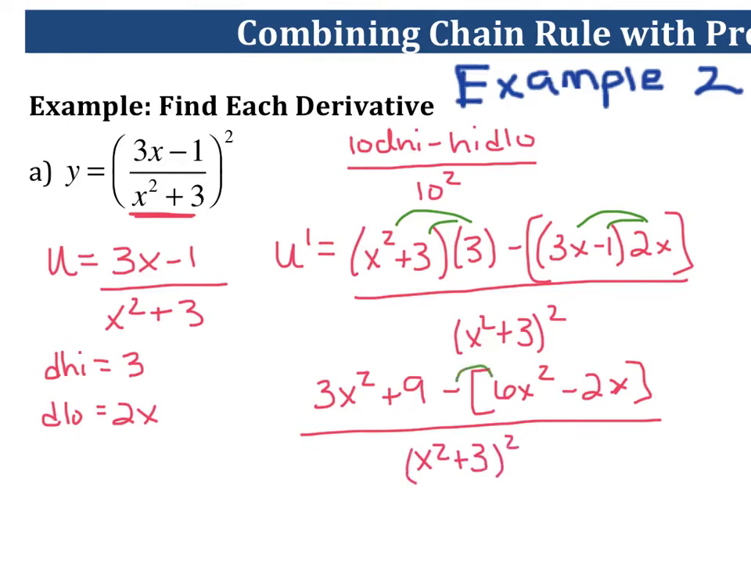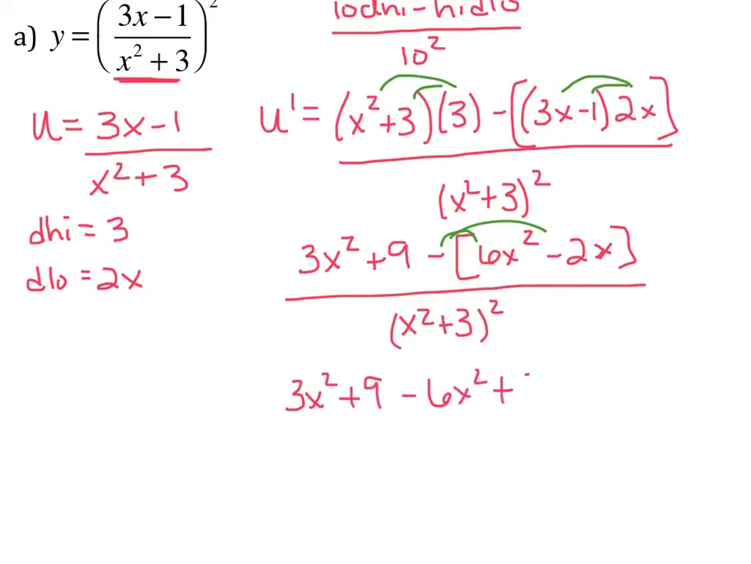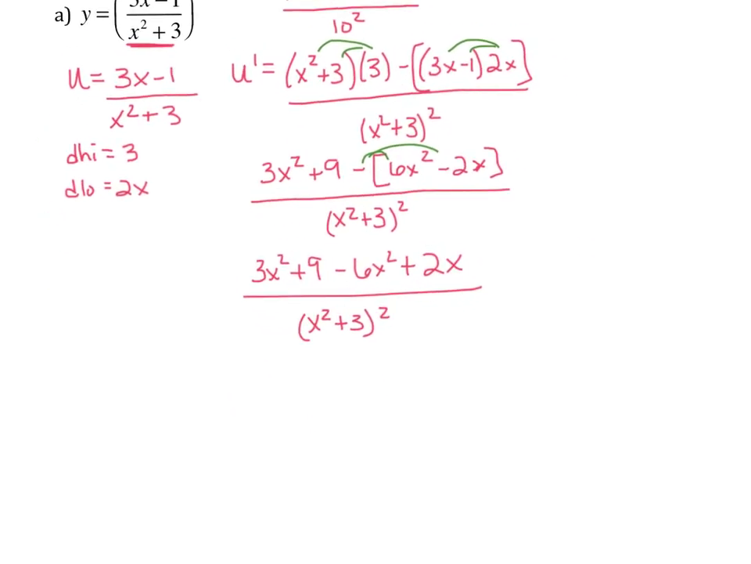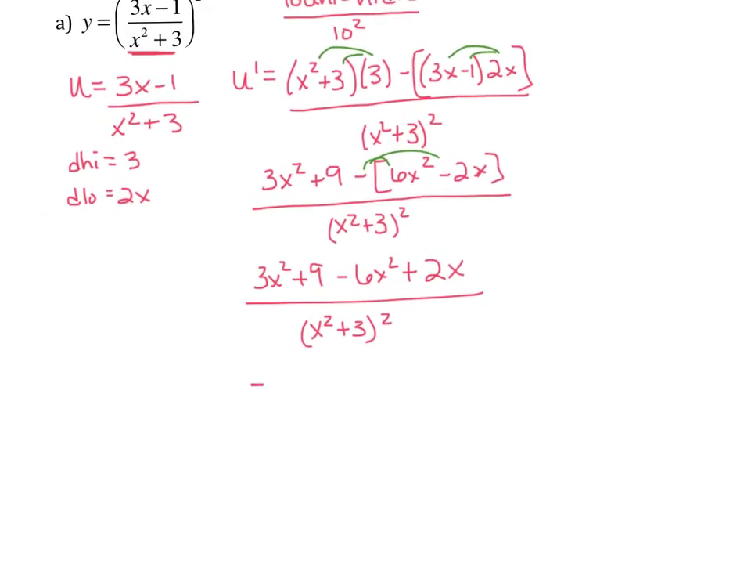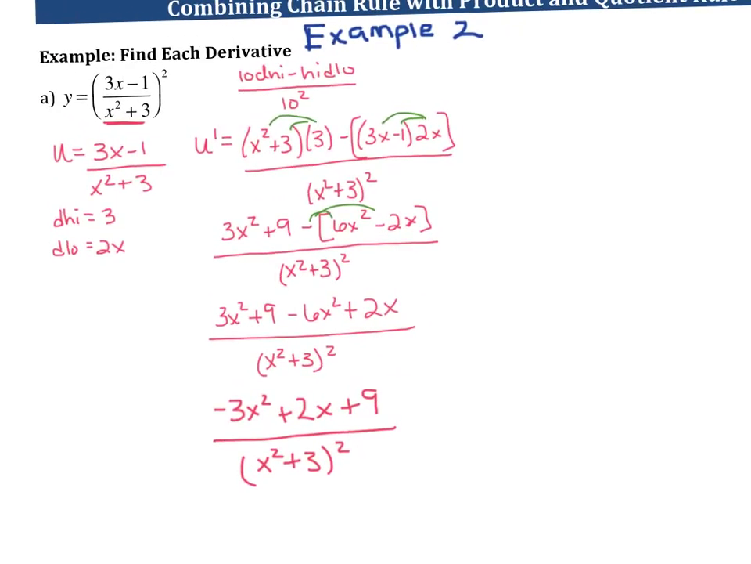Okay, now what I'm going to do, I'm going to distribute that negative into the parentheses. And I get 3x squared plus 9 minus 6x squared plus 2x, all over (x squared plus 3) quantity squared. I'm going to go ahead and clean this up just a little bit more. And I get negative 3x squared plus 2x plus 9 all over (x squared plus 3) squared. So that's the first step, going in and finding u and then finding the derivative of u.